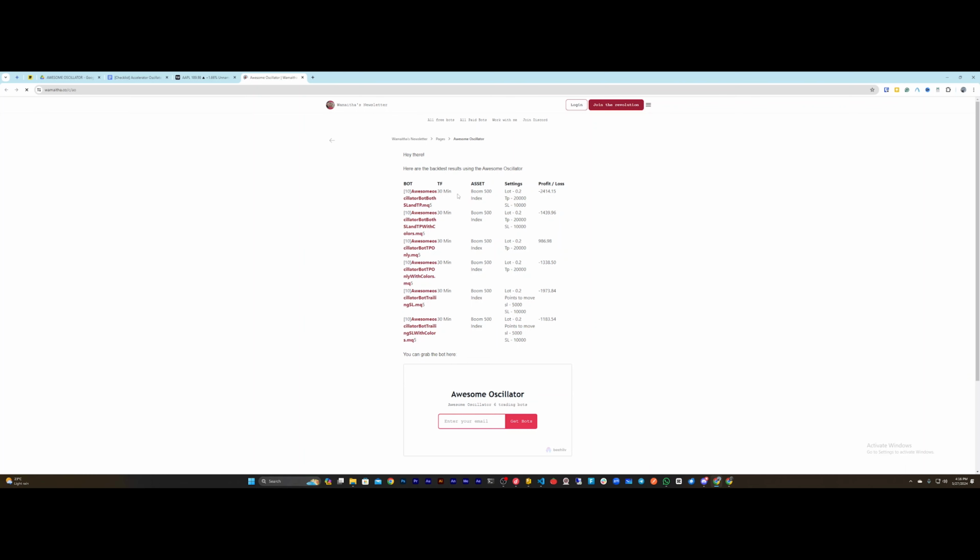I did the backtest on all 6 of them on the 30 minutes and the Boom 500. The backtest goes from 2018 to 2024, which was a really long time. It took almost 2 days to complete the backtest. But now, surprisingly, the one with take profit only made the most. It's the only bot that actually made money.